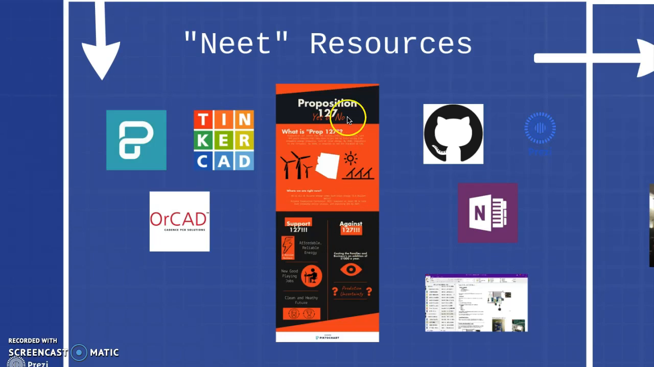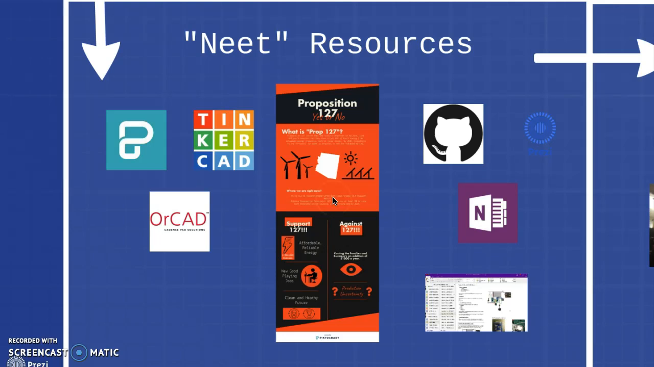I was able to use Piktochart to craft this Piktochart for Proposition 127, which is something I wasn't expecting to discuss within circuits, but I did enjoy making this chart for my weekly summary.